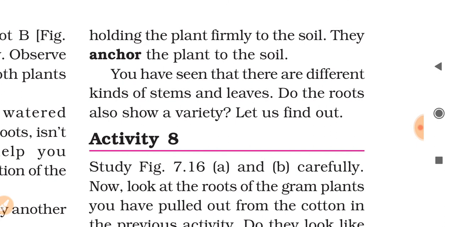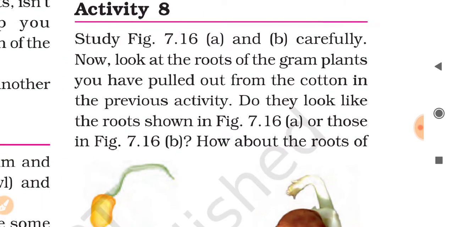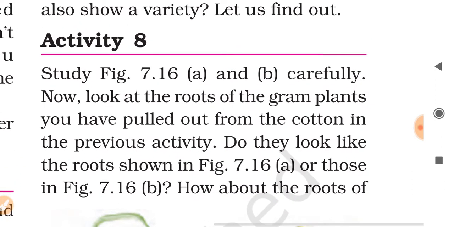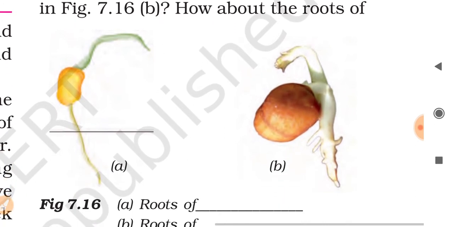You have seen that there are different kinds of stem and leaves. Do the roots also show a variety? Let us find out. Now we find out the variety of roots. Study figure 7.16 carefully. Now look at the roots of the gram plants you have pulled out from the cotton in the previous activity. Do they look like the roots shown in figure 7.16a or those in figure B?